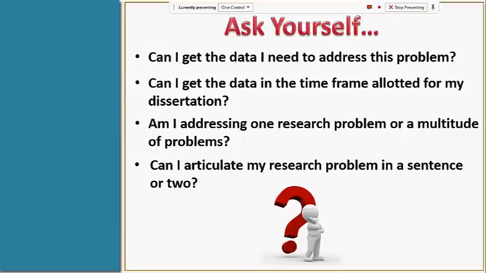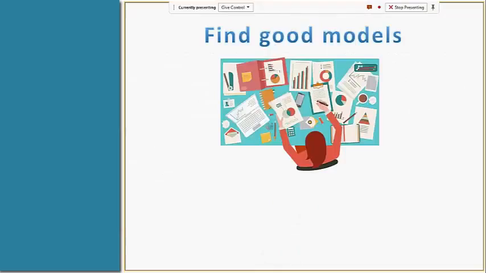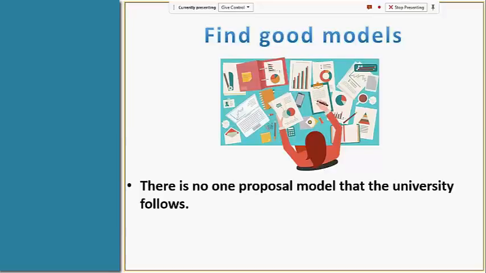All right, so we're going to move on to the actual proposal. My first suggestion before you begin writing is to find good models. There is no one proposal model that the university follows. A proposal can be 5 pages long, it can be 90 pages long. It all depends on your chair and what they expect.